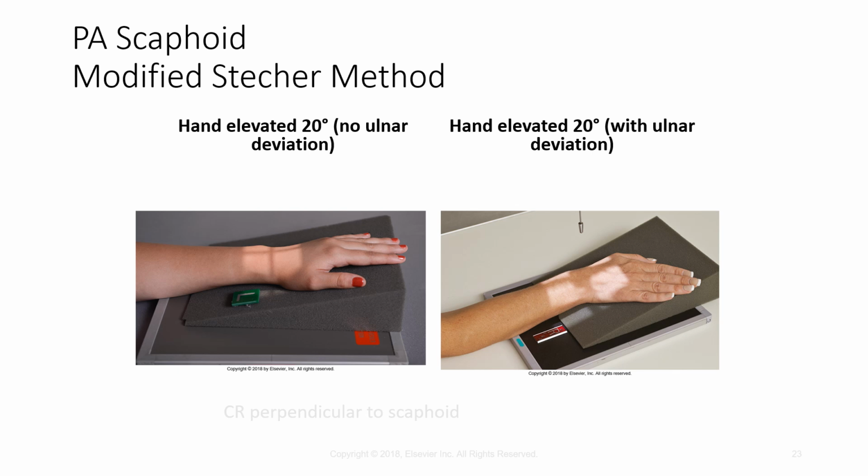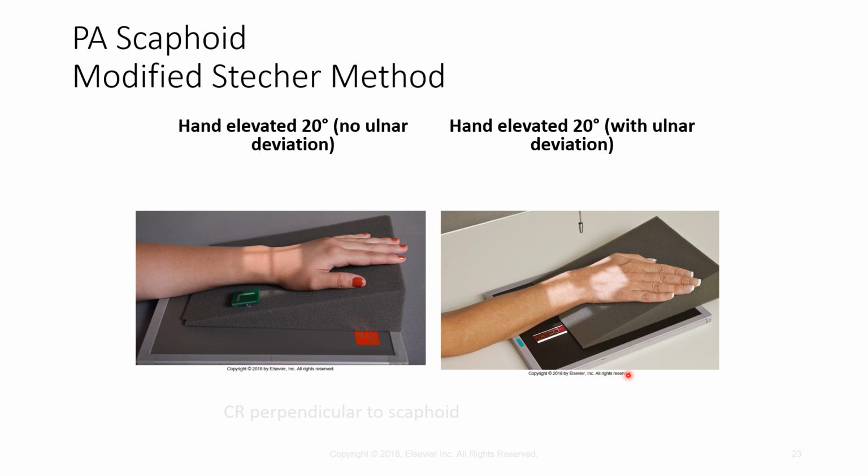And you put the hand and wrist on an elevated 20-degree angle sponge. And then you would have the patient attempt to evert or turn their hand towards the ulnar side. If they cannot, that's okay, but if they can, that would demonstrate the scaphoid even better. And notice you can see the central ray here. Central ray is perpendicular to the scaphoid.